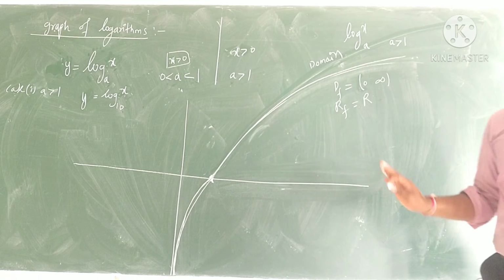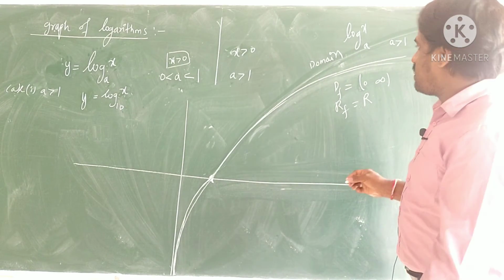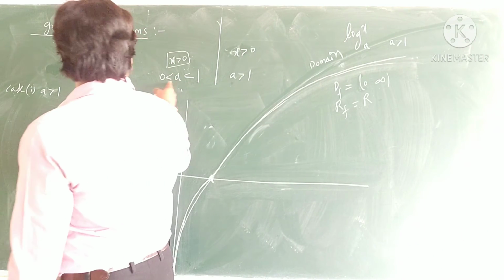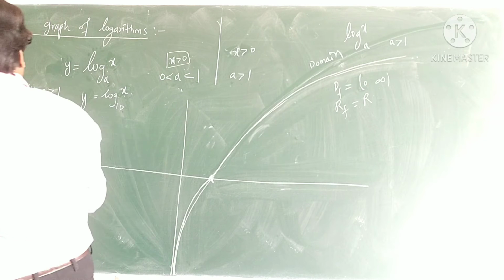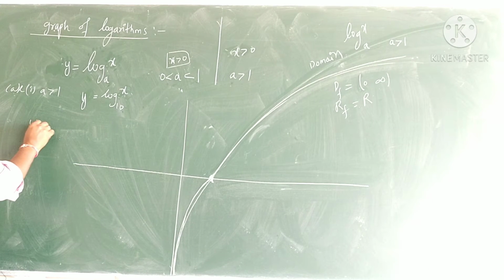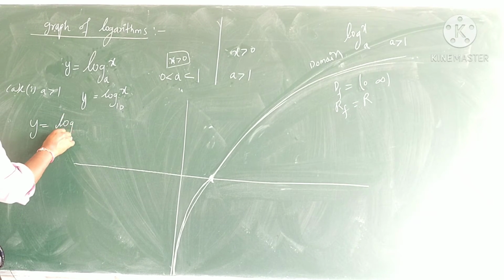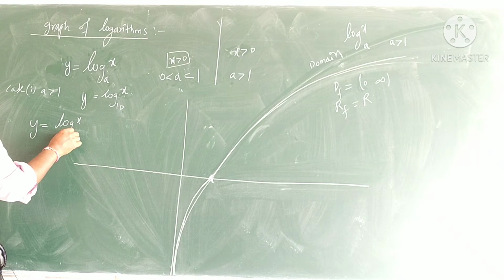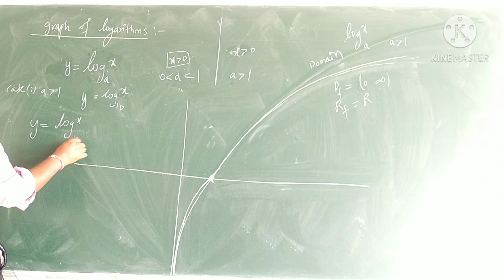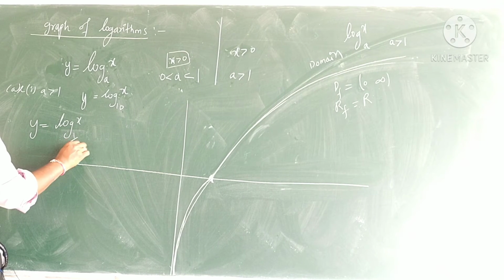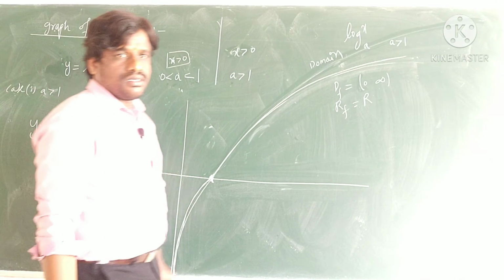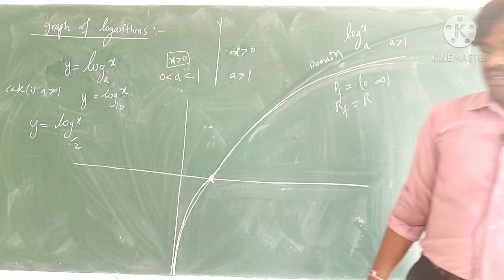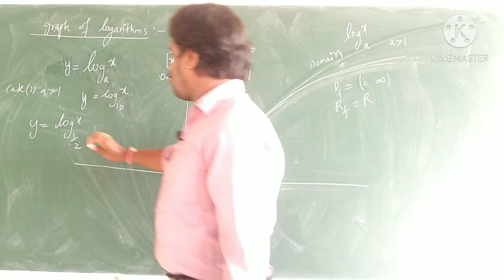Now case number 2 we will do here only. Case number 2 is what? I have to take the base between 0 and 1. So y is equal to log x with base, can I take base 1 by 2? Yes, 1 by 2 I can take. Even 1 by 10 I can take. 1 by 2 is nothing but 2 power minus 1.